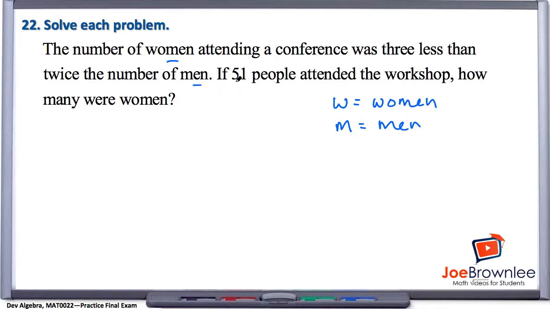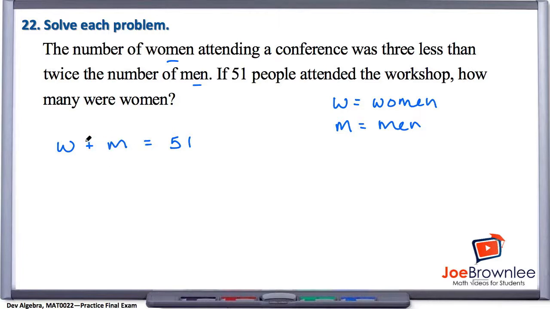And so we're told that a total of 51 people attended this workshop. So we know that the number of women plus the number of men would have to equal the total number of people that attended this workshop. But let's see if we can use the word problem to either rewrite this w in terms of m or this m in terms of w.